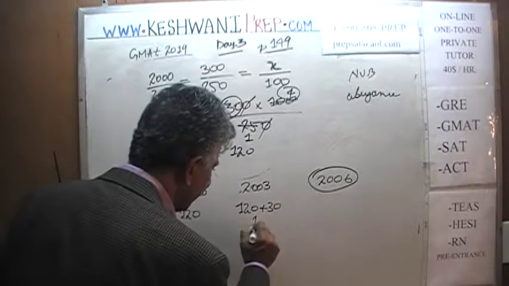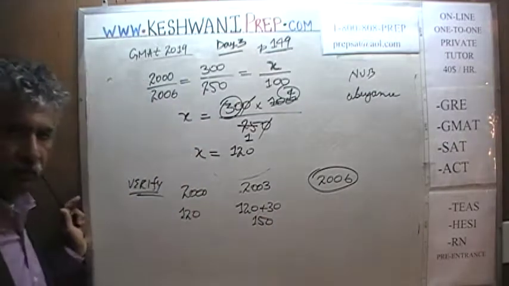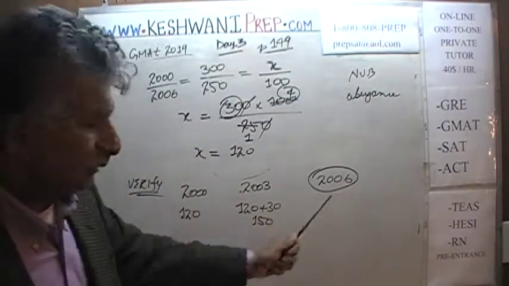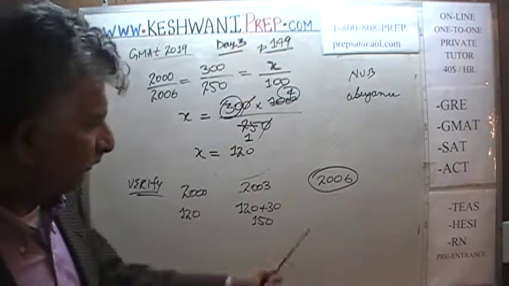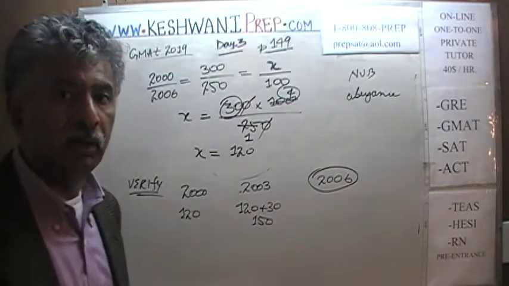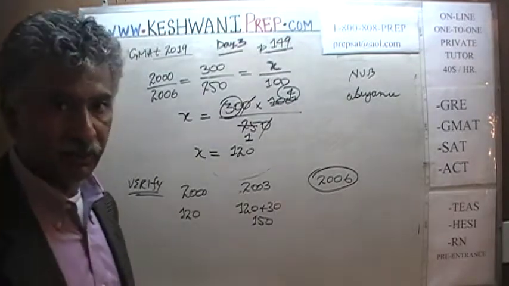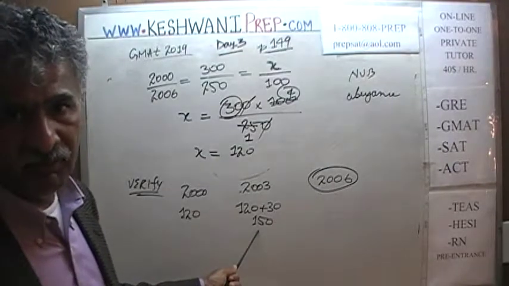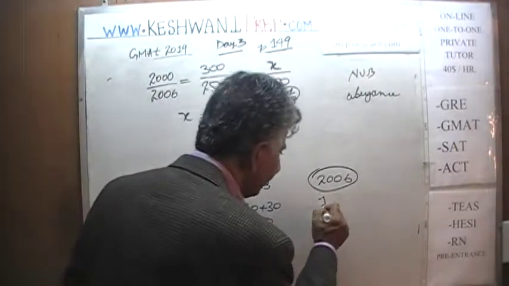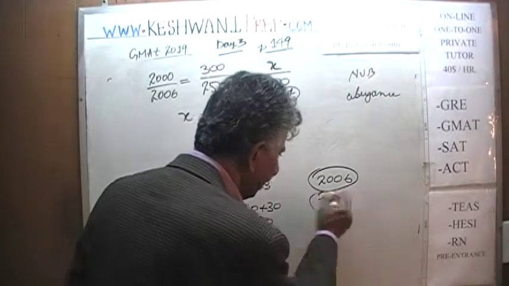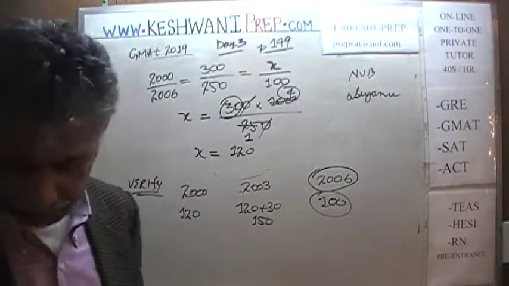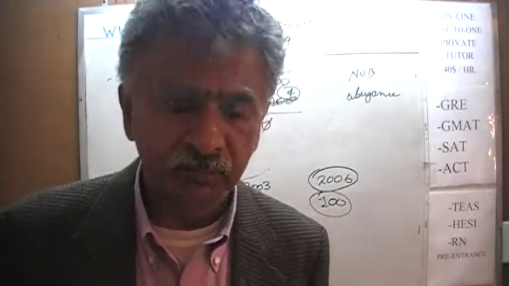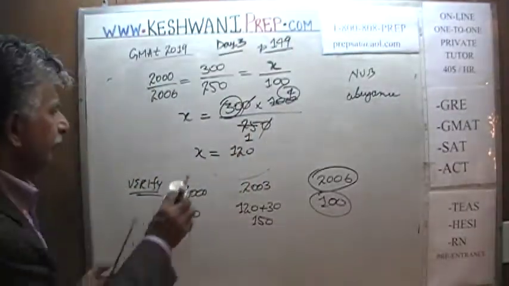In other words, in 2003, they had 150. The following year, well, I keep saying following year, but you understand, the following period, 2006, we were told that it went down by a third. What is a third of 150? Of course, a third of 150 is 50. A third of 150 is 50, so we finished with 100, which is exactly what the problem told us. It works. The answer is 120. We just verified it.